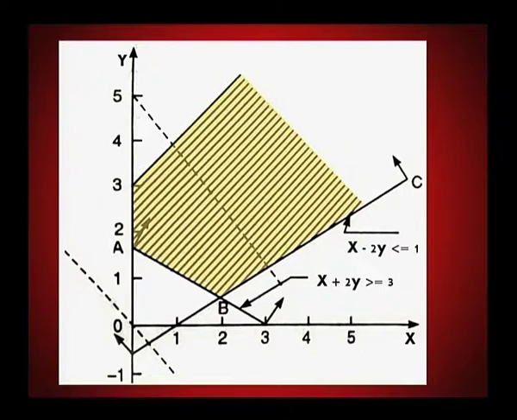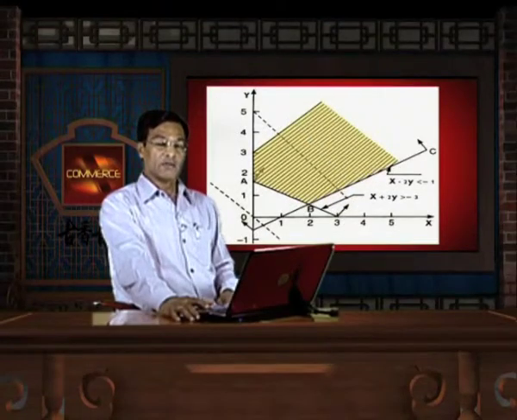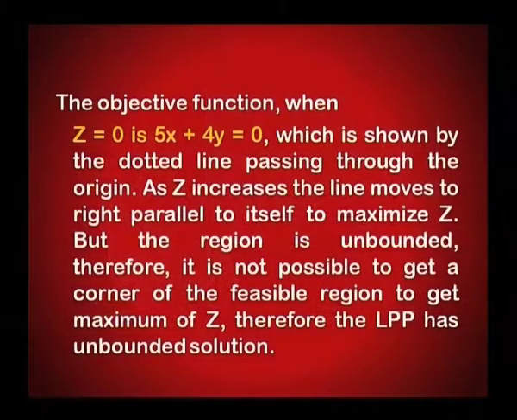If we take the objective function as the dotted line at z = 0, start from the origin and move parallel to itself, but there is an unbounded region, so no corner point gives the maximum value of z. The objective function when z = 0 is 5x + 4y = 0, which is shown by the dotted line passing through the origin. As z increases, the line moves to the right parallel to itself to maximize z, but the region is unbounded. Therefore, it is not possible to get a corner of the feasible region to give the maximum of z. Therefore, this LPP has an unbounded solution.